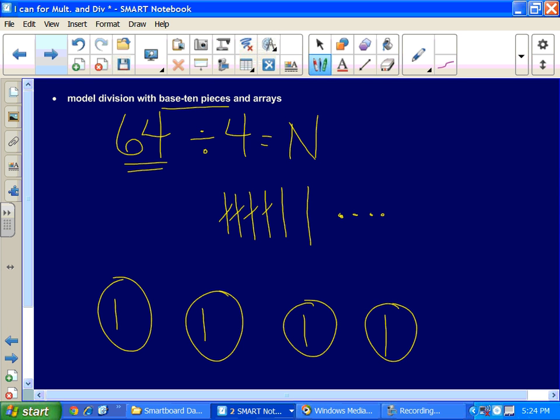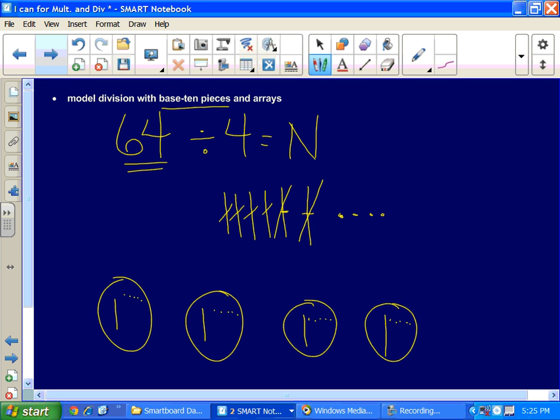I now have 24 left. Well, I can't put a whole 10 in each, but if I split that 10 in half, so 5, 5, 5, 5, okay, so I could put 1, 2, 3, 4, 5 in each group. So that uses this skinny and that skinny, and we're still all split equally.